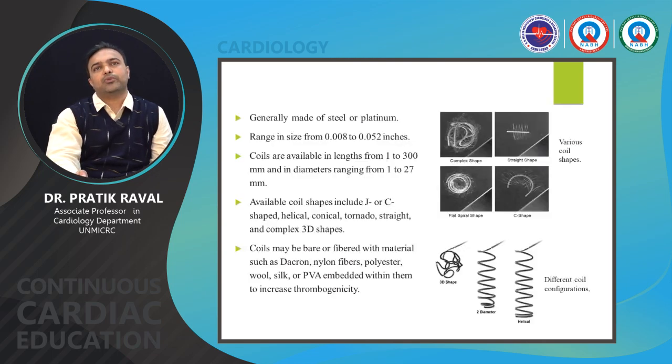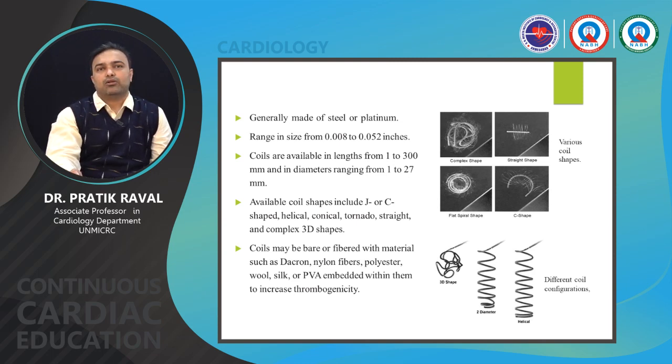These coils are generally made of steel or platinum. They come in various sizes ranging from 008 to 052 inches, and the lengths available are 1 to 300 millimeters, and the diameter also ranges from 1 to 27 mm. So a vast variety of sizes and shapes are available. The shapes include J shape, C shape, helical structure, conical structure, tornado-like structure, and complex 3D structure. So they are available in a plethora of sizes and shapes.